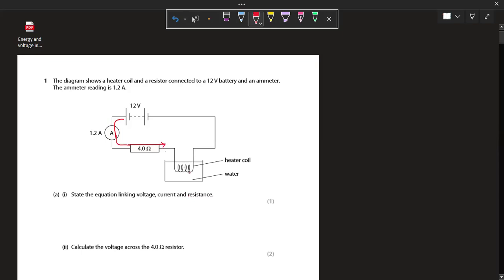So what happened to the resistor? It takes the energy, right? State the equation linking voltage, current, and resistance. So we all know V is equal to IR, right? From the statement of Ohm's law, we come up with this mathematical expression: V is equal to IR, where V is voltage, I is current, and R is resistance.